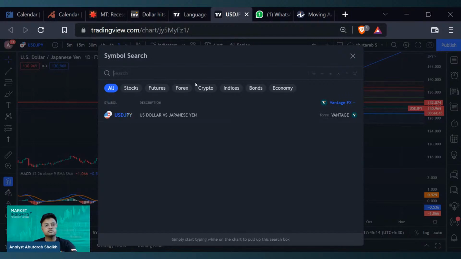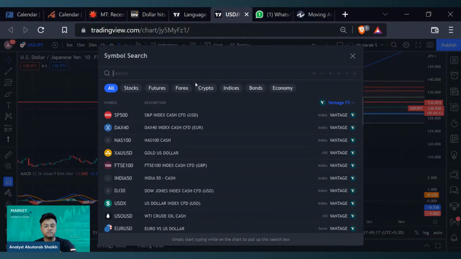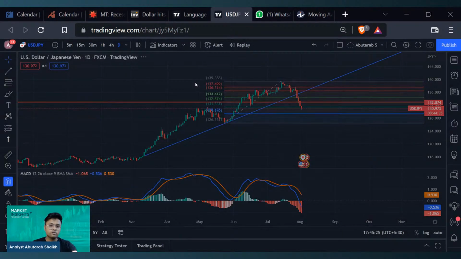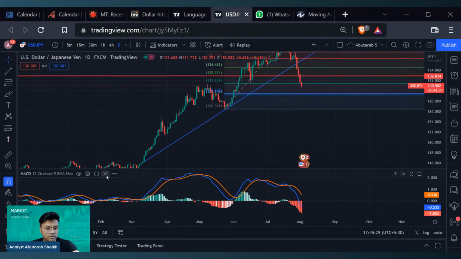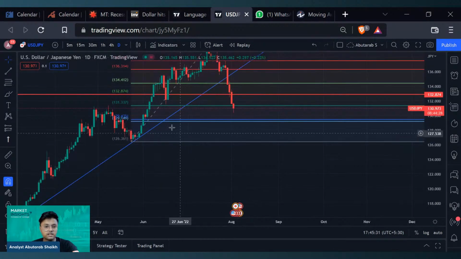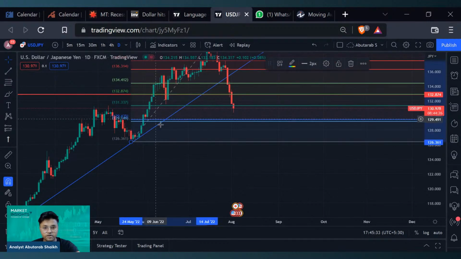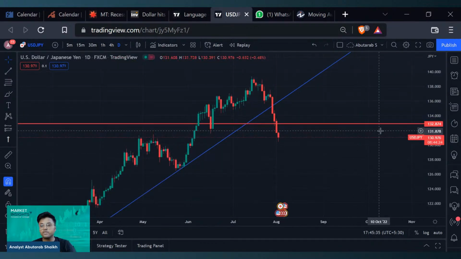USD JPY is very interesting. I would say a very interesting thing is going on in USD JPY. As we have already seen, let's start with USD JPY only. We were on the gold chart. Sorry for disturbing your flow, but I will show you very interesting things happening in USD JPY. Okay, just clear everything up.